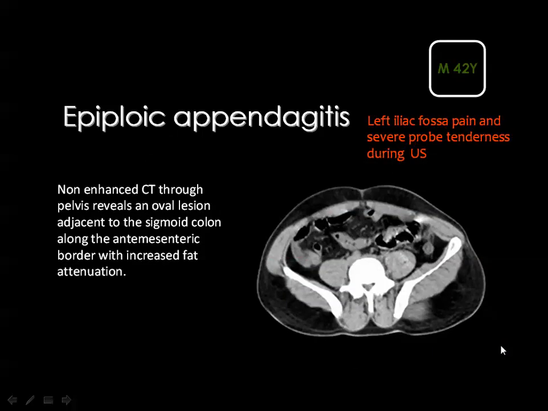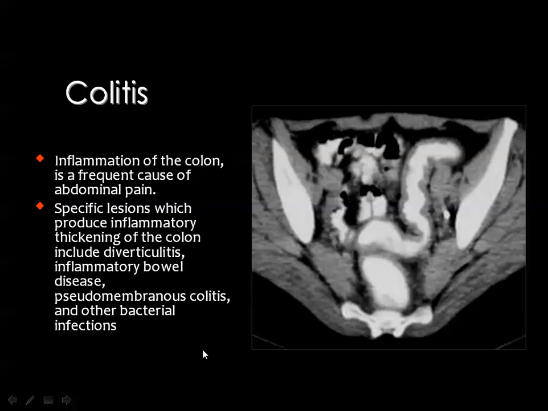And in this patient, you see the classic appearance of inflamed appendix epiploica, and you see this lesion in the left iliac fossa and the central thrombosed vessel surrounded by the thickened, inflamed visceral peritoneum.